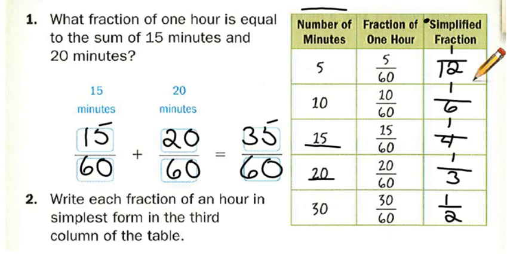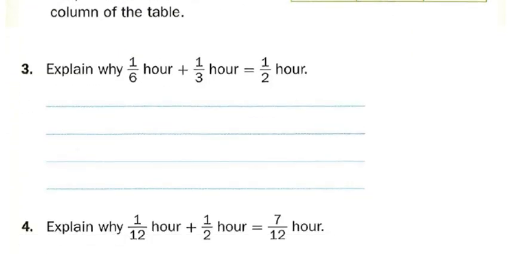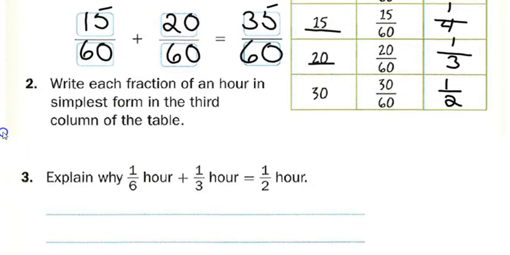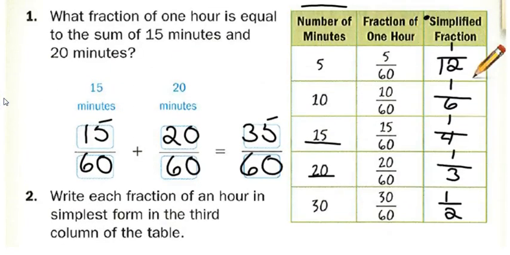Number 3 says explain why 1/6 of an hour plus 1/3 of an hour is actually equal to half an hour. That does seem kind of weird. 6 and 3. How does that get us to 2? The reason is we have to think about equivalent forms of these fractions. 1/6 and 1/3 are not equivalent. They don't have the same denominator, so comparing them that way doesn't really work out. So look back up at this chart. We're looking at 1/6 and 1/3. 1/6 is right here, and 1/3 is right here.